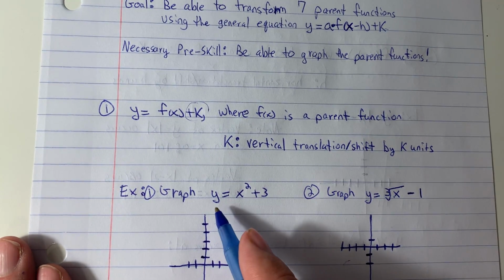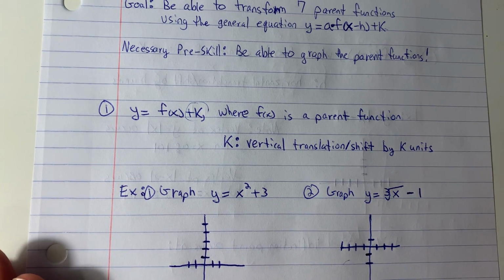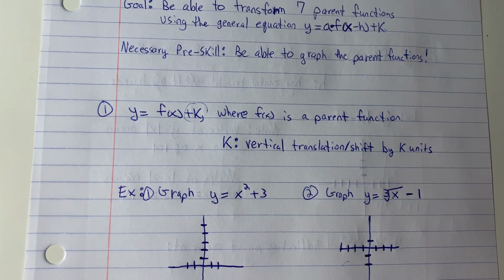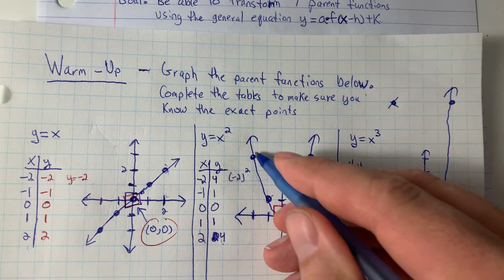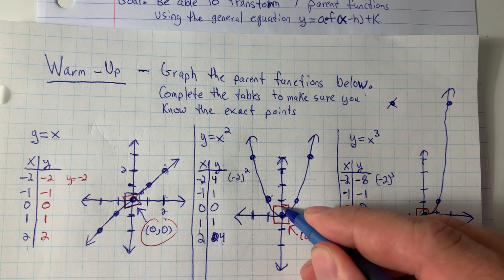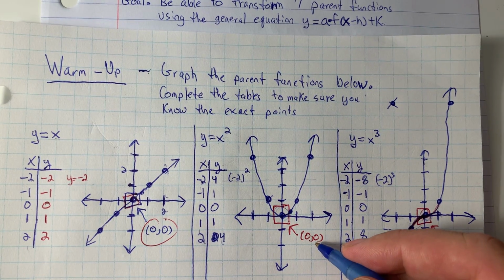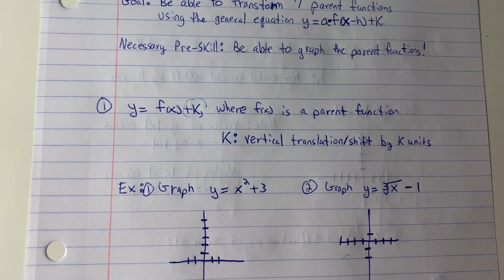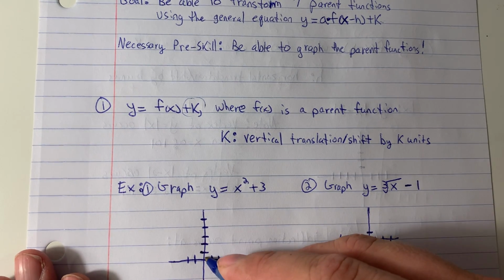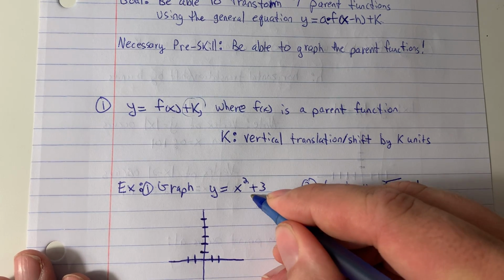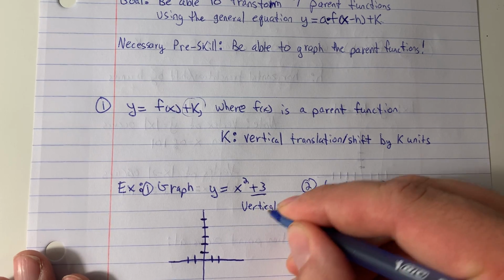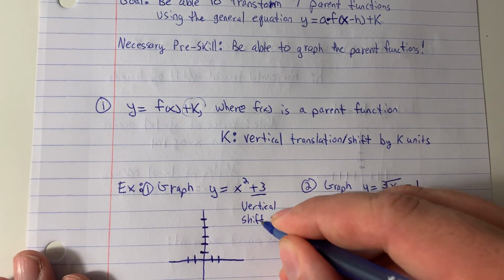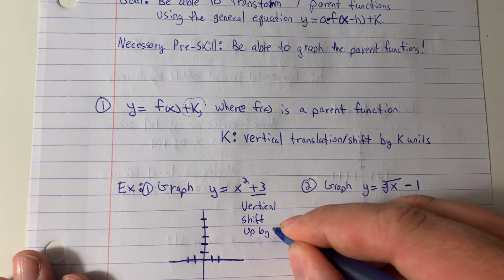So, for example, if we want to graph y equals x squared plus 3, we're going to lean heavily on our parent function. We know from our warm-up that y equals x squared makes a parabola and its key point is at 0, 0. For today, we're just going to be comfortable saying that there would normally be a key point at 0, 0. The question is, what is this going to do? And it is a vertical shift or translation, we can say it either way, up by 3 units.